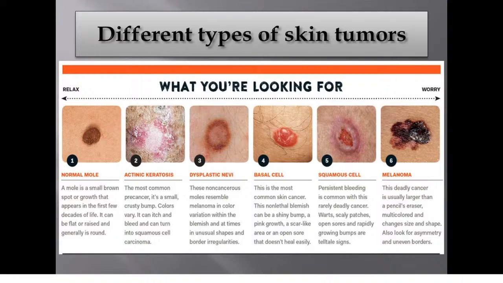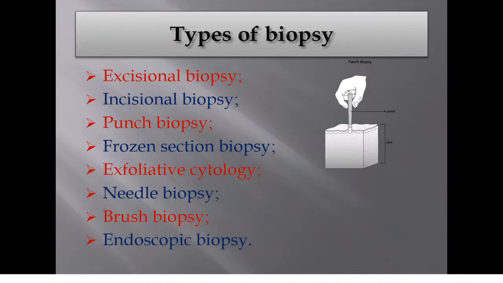Here you can see on the slide different types of skin tumors: normal mole, actinic keratosis, dysplastic nevi, basal cell, squamous cell, and melanoma. And then let's talk about types of biopsy, because it's very important information. We can use different types of biopsy.